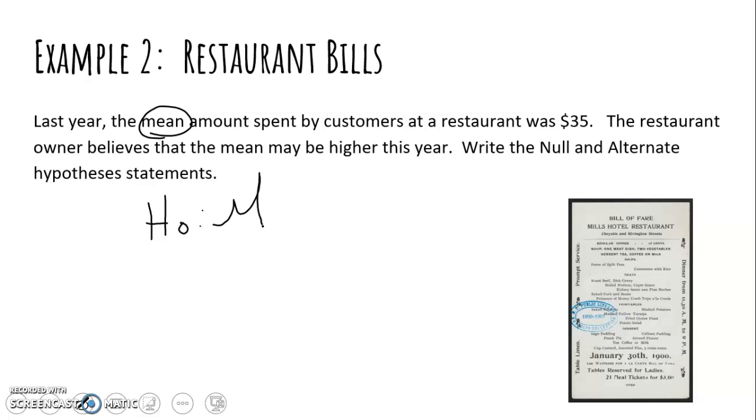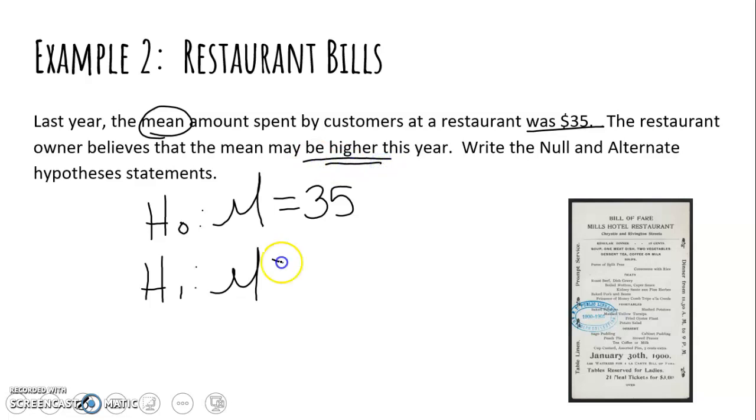Now remember, the null is always equals. This is the assumption. Think about a trial. In a trial, we're innocent until proven guilty. So what are we assuming is true until we can prove otherwise? We are assuming that the mean is 35, so that it equals 35. Now the alternate statement is the prosecution. It's going to contradict that the mean equals 35. So if the mean is not 35, what should we write? Well, what does the restaurant owner believe? He believes that it may be higher. So for higher, you're going to use greater than 35.